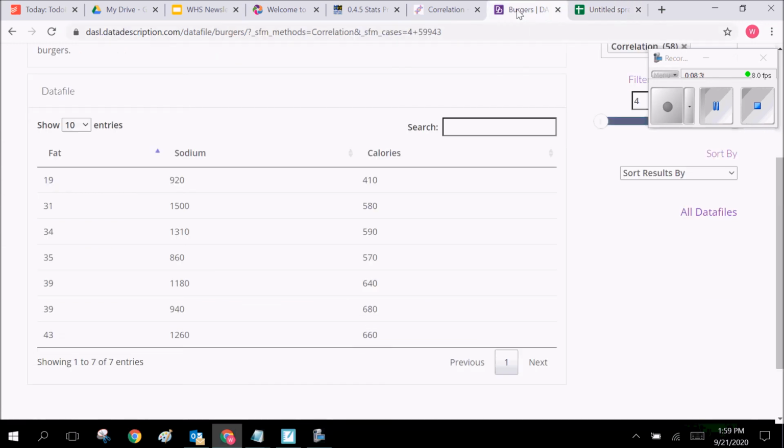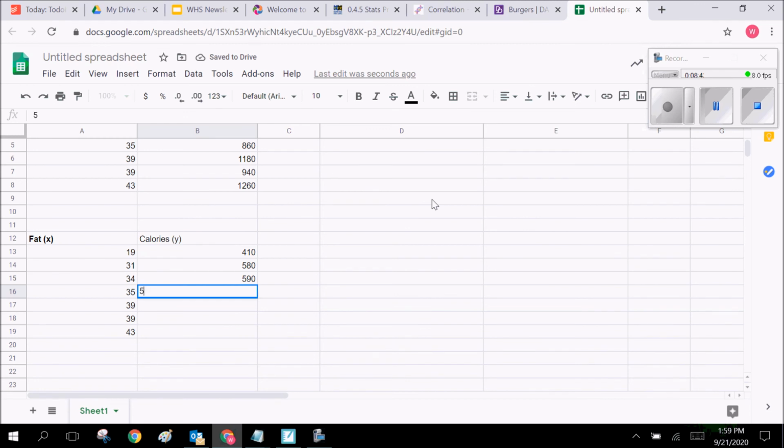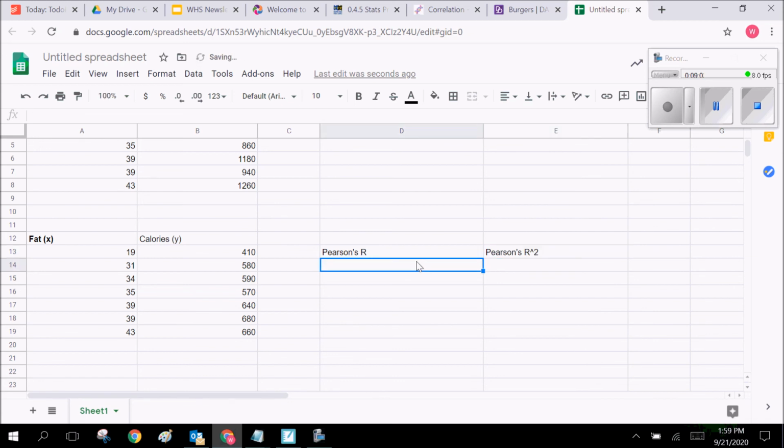I'm sorry, it's a little bit on the fly here, this idea. 570, 640, 680. And then there's one more, which is 660. All right. So we got this. Now let's see what we can find with this one. Okay, so here again we're going to do the Pearson's R, and we're going to do the Pearson's R squared. Let's go ahead and calculate this.